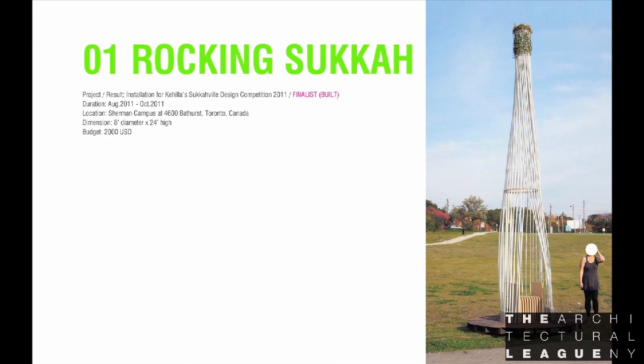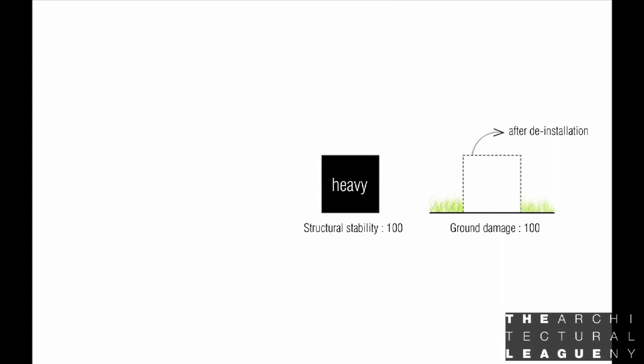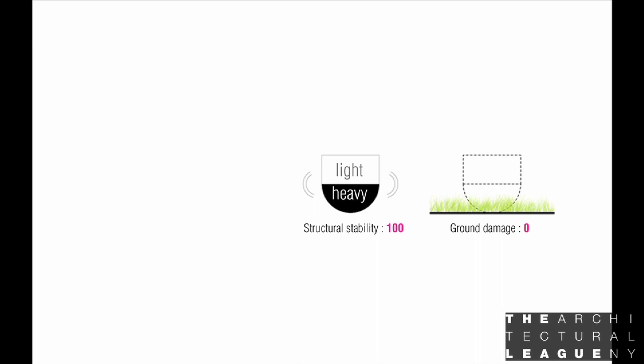The first project is called Rocking Sukkah. It is a temporary outdoor installation for a Jewish festival which was built in Toronto, Canada. The site is located a little bit outside of downtown Toronto, and it is covered with grass. We started by questioning the relationship between the footprint of a temporary installation and the ground condition. In this diagram, you will see the large footprint with structural stability caused ground damage after the installation. As the footprint gets smaller, the area of damaged ground will be smaller, but structural stability will decrease. So our challenge was to keep the structural stability and to minimize the ground damage at the same time.